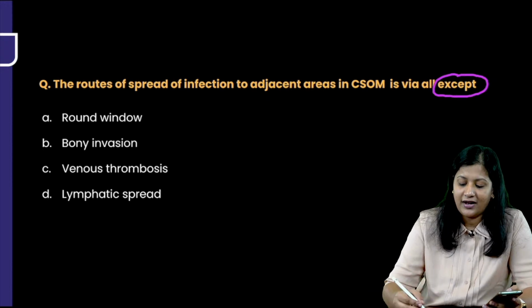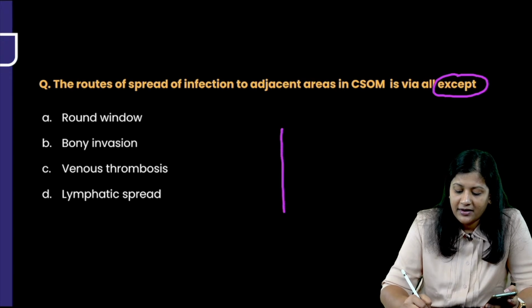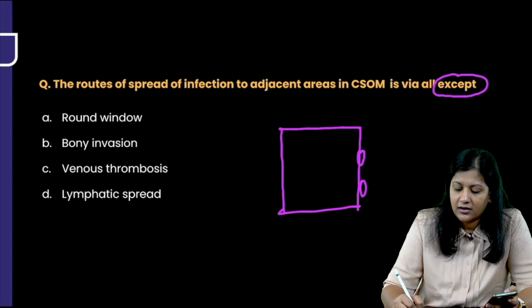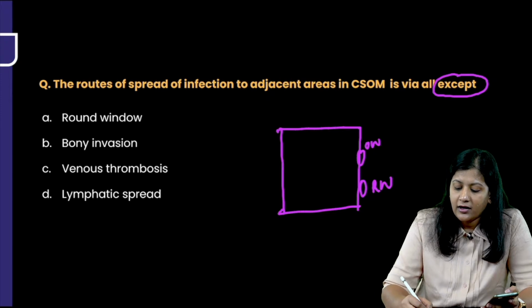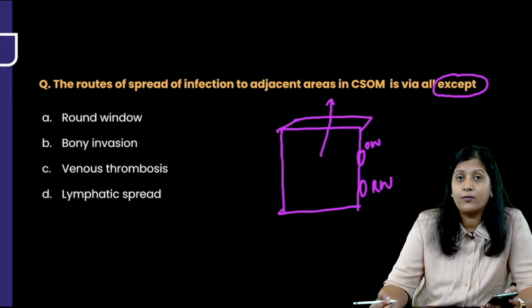So typically whenever we have any middle ear infection, it can go to the inner ear either via the oval window or via the round window. So they can be routes of spread. It can go via the tegmen into the middle cranial fossa. This can be bony invasion.